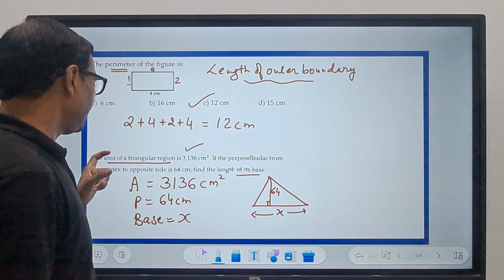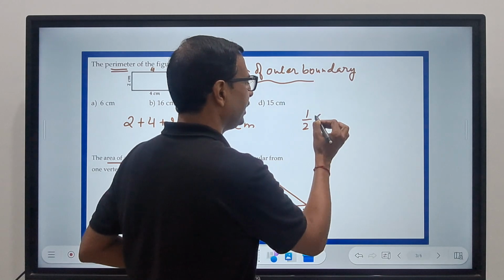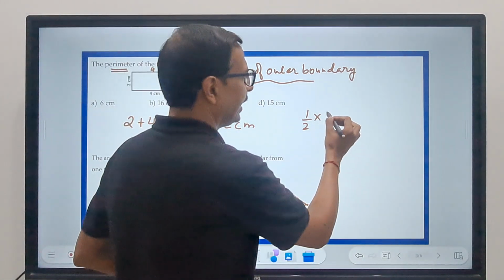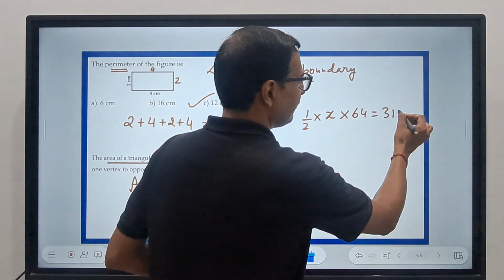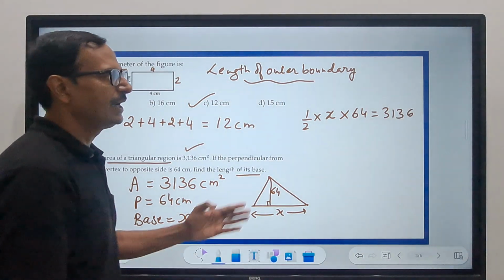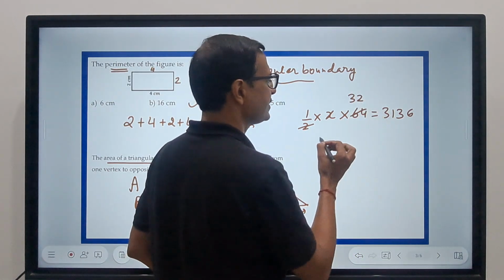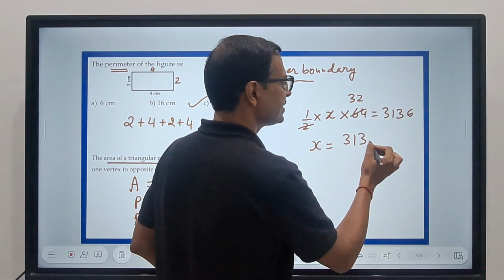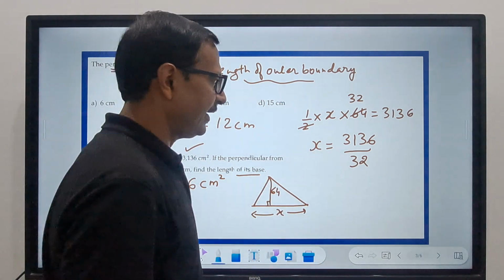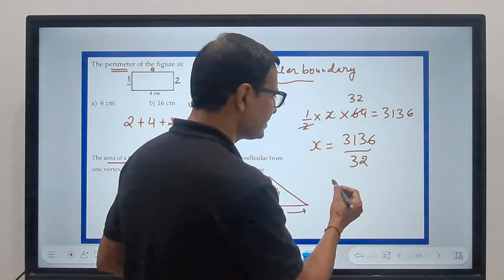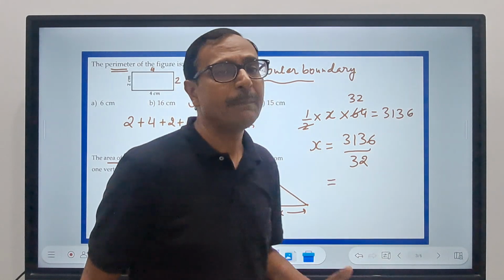Now again, the area of a triangle formula works for us here. We should know that half into base, which is X here, and times the perpendicular, which is 64 here, will give us the area 3136 in this case, right? And all we need to do is to carry out this calculation. 2 cancels 64, 32 times X will be 3136, and take 32 to the other side, it will get divided here, and this will give us the final answer for the question. So I leave this division to you. This will get exactly divided. I think you can cancel the common factors and get to the answer, but I will leave it for you.